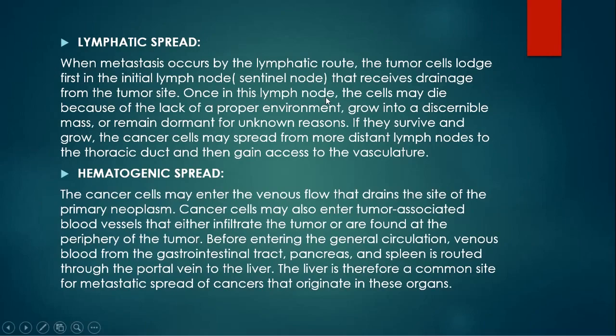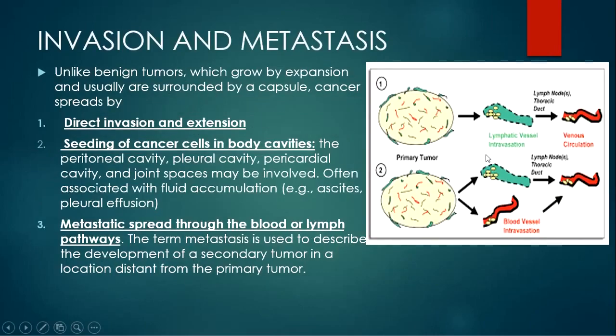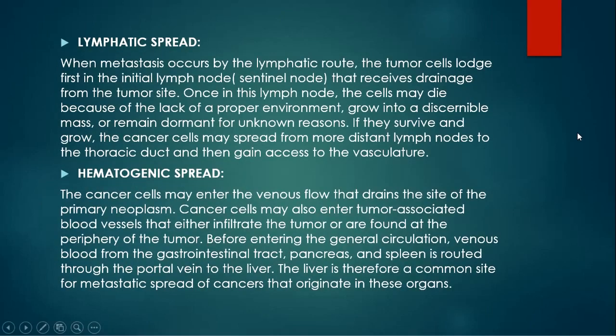After coming into the lymph node, the cells may either die because of the lack of a proper environment, or they may grow into a discernible mass, or they may remain dormant for unknown reasons. And if they are able to survive, they will grow, and the cancer cells may spread from more distant lymph nodes to the thoracic duct, and via the thoracic duct they'll ultimately gain access to the vasculature. As you all know, through lymphatic vessels it can be spread to lymph nodes, to the thoracic duct, and ultimately to the venous circulation. And hematogenic spread is via blood.